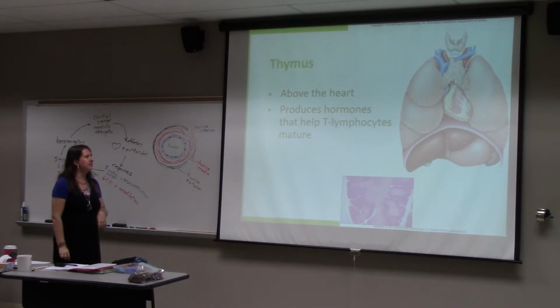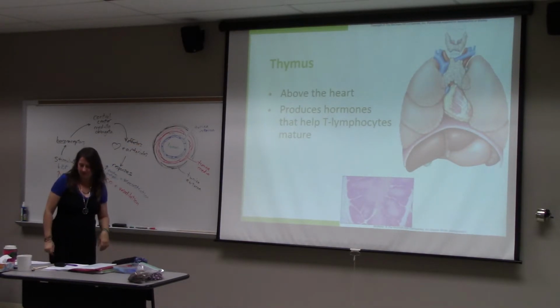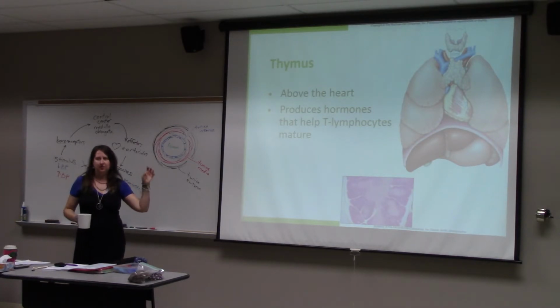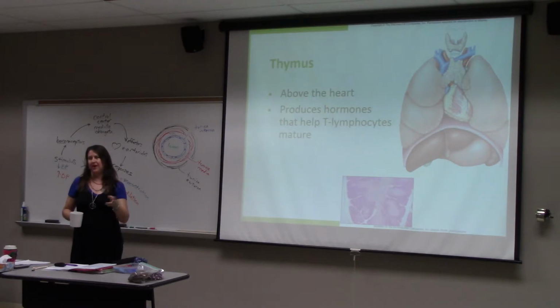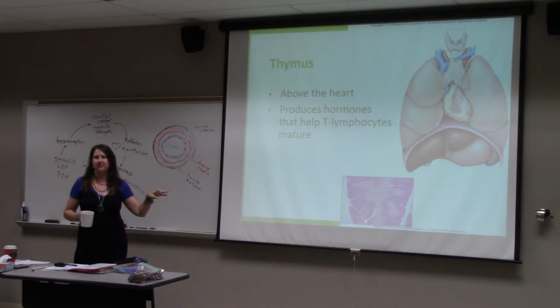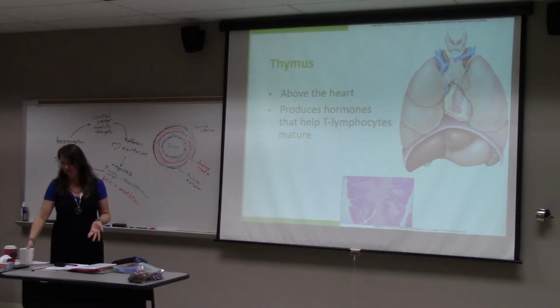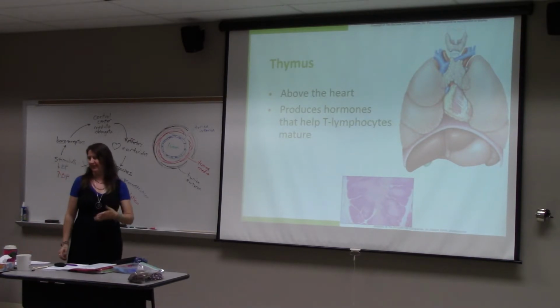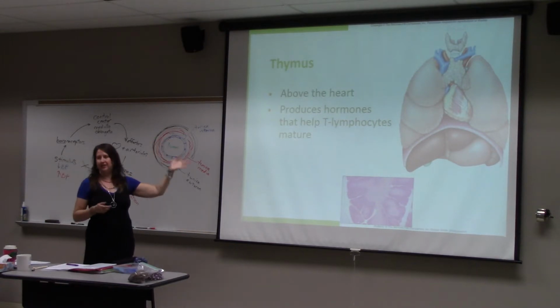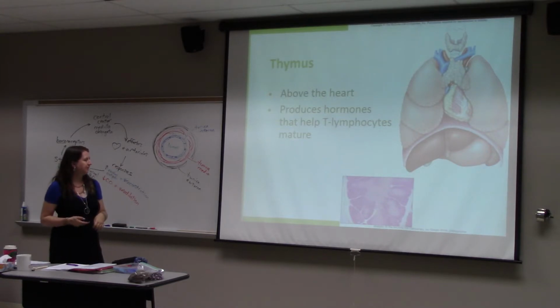The thymus is above the heart, and it's a place where your T lymphocytes mature. You've got two main types, T and B. The T lymphocytes move from bone marrow to the thymus where they mature. The thymus produces hormones that are part of that process, which is why it's also on the list of endocrine glands. The thymus is why they're called T lymphocytes. So that's all you really need to know about the thymus.